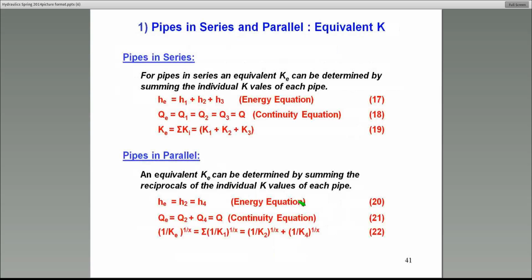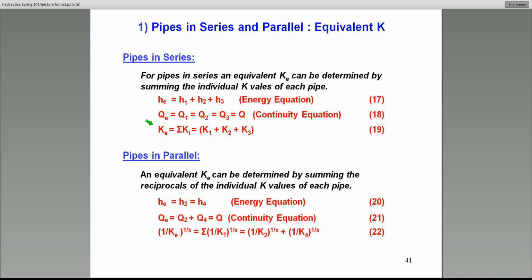Before I do that, I want to show you a few things. First of all, for pipes in series, which you'll see in my example, typically the head loss is the sum of all the head loss in each pipe, but the flow rate remains the same or constant in each pipe. So QE is equal to Q1 is equal to Q2 is equal to Q3. It's constant.